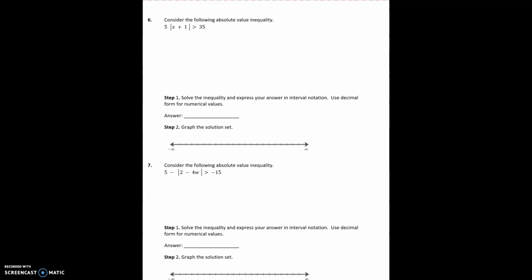All right, now we're getting into some absolute values with inequalities. So for number 6 here, we're going to solve. It's a greater-than problem, so typically our answer will look like an OR. I'm going to divide by 5, and I'll have the absolute value of x plus 1 is greater than 7. Okay, so since this is an OR, I need to figure out my two inequalities to solve. My first one is going to be just the way it's written here without my absolute value symbols. Or then I'm going to write the same term that's on the inside of the absolute value sign, switch the sign, and make the number negative.